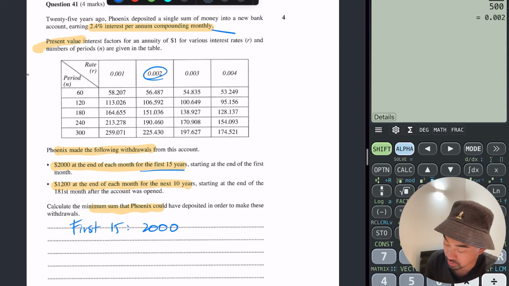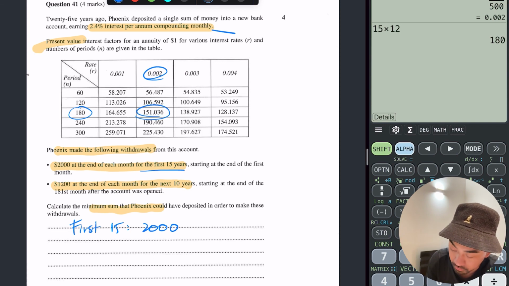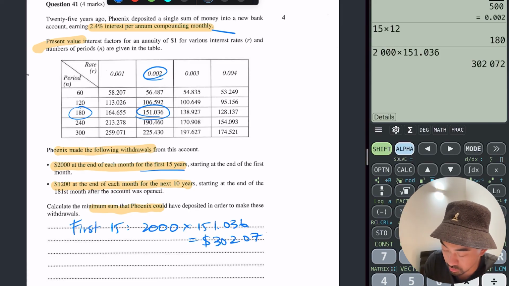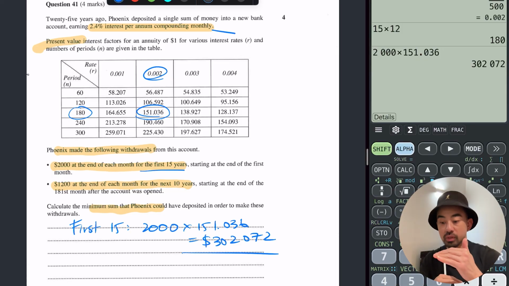And the first 15 years is 15 times 12 months, so that's 180 months. So it's going to be 2,000 times 151.036. So that is $302,072. That's the first 15.